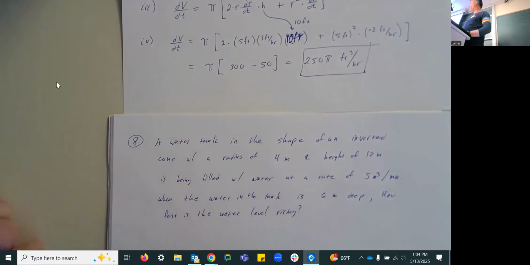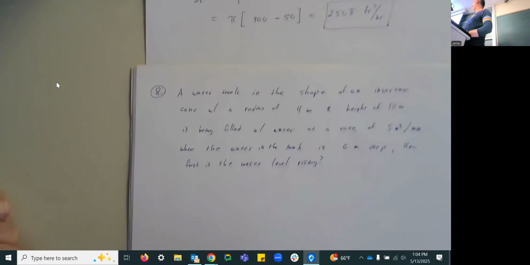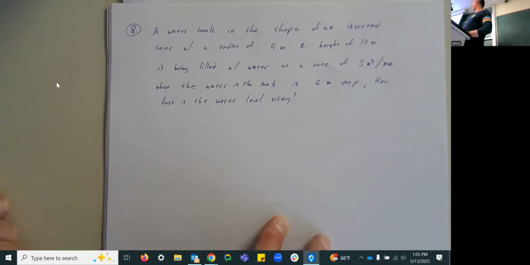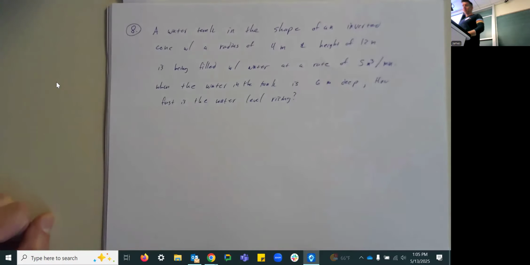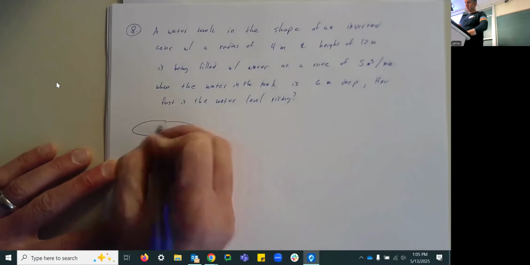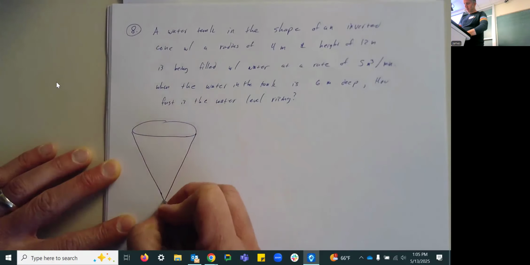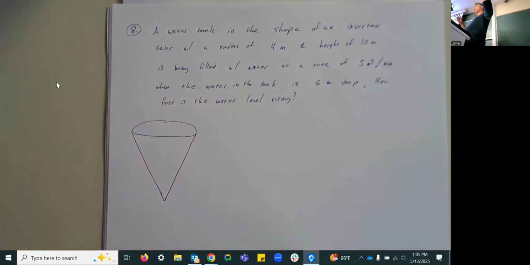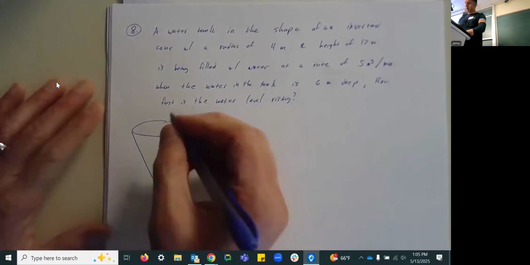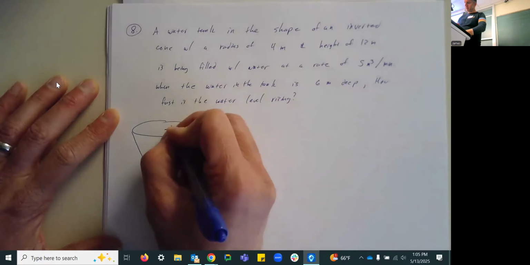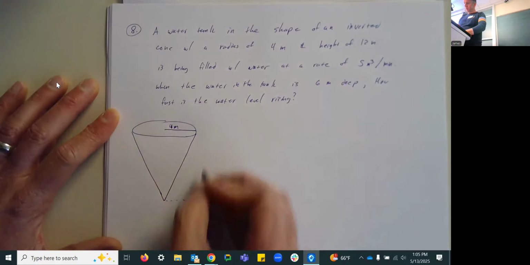So half the battle with problems like this is reading all that and then distilling down what's actually important to write down or transfer to a graph. So I've got a cone, point down, looks like that. That's my tank. The cone itself isn't changing in size, right? The cone has a radius of 4 meters and a height of 12 meters.